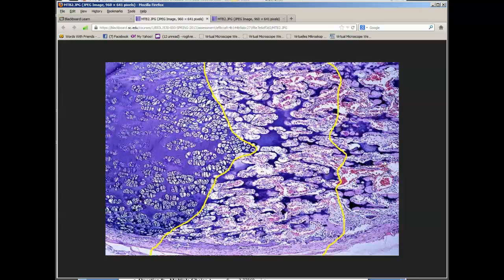And then after that, the zone of ossification, where you've got the pink collagen-dominant osteoid being deposited upon the calcified cartilage spicules.